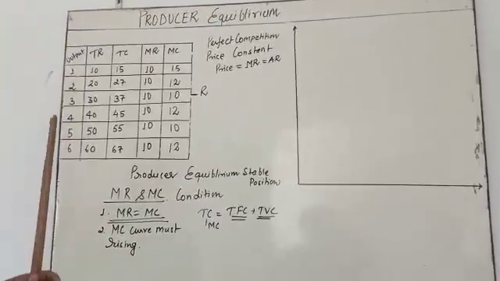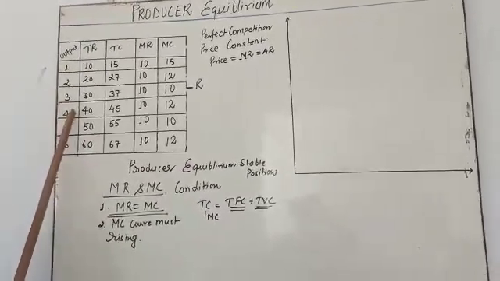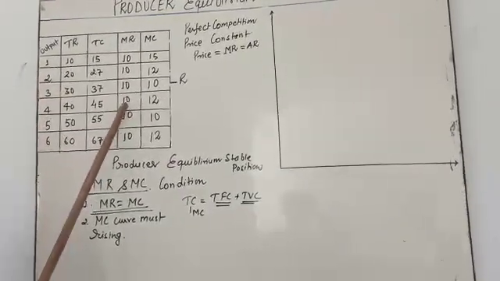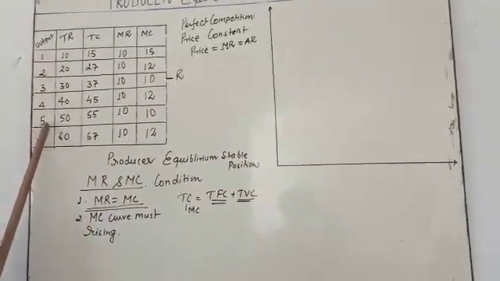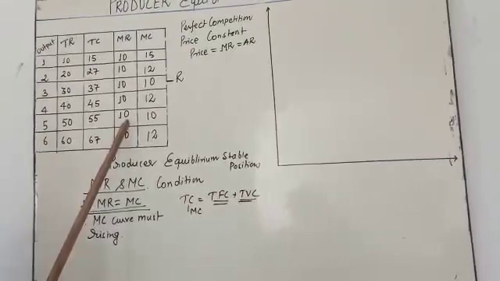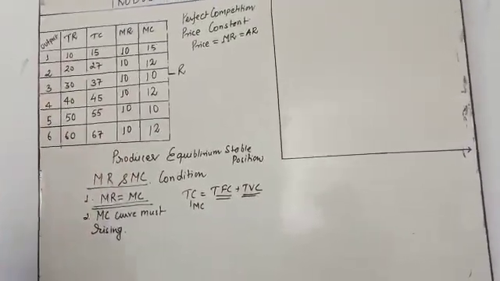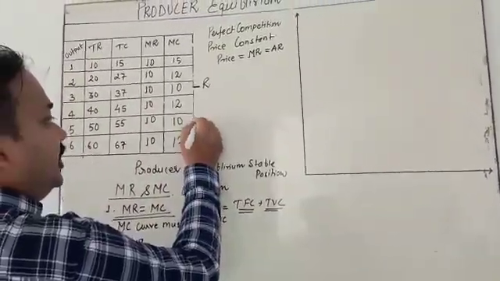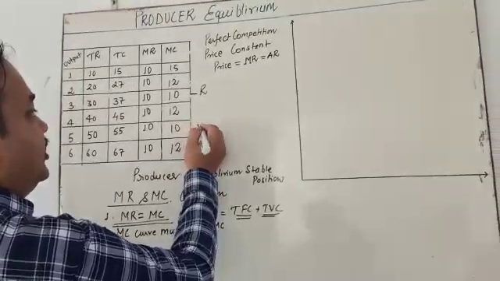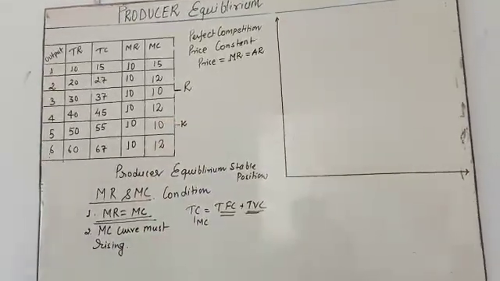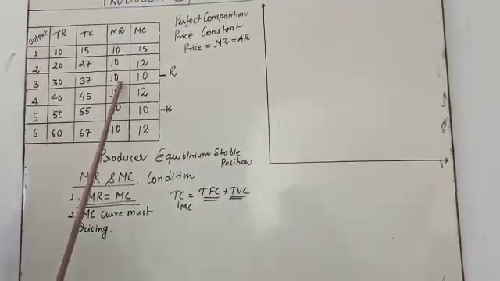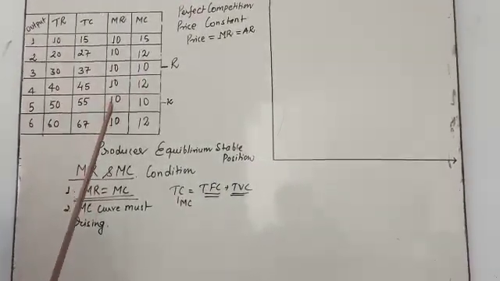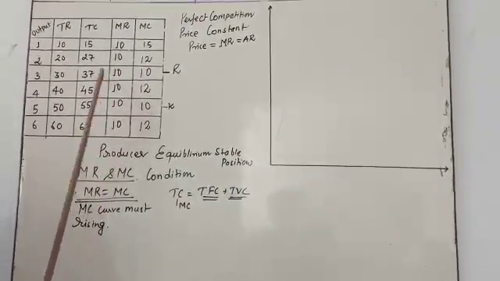Again, the producer produces the next unit and finds that MR and MC are not equal. So again, the producer goes on to produce 5 units. Here MR and MC are also equal, so this situation I am going to take as key. My dear students, what do you observe? The producer must equate marginal revenue and marginal cost. Here also marginal revenue equals marginal cost.